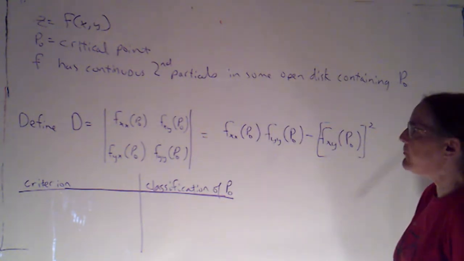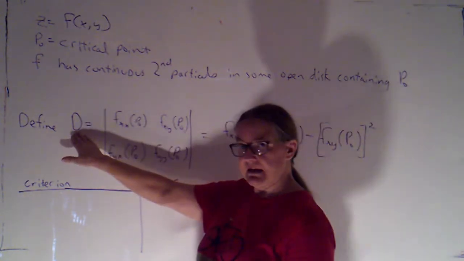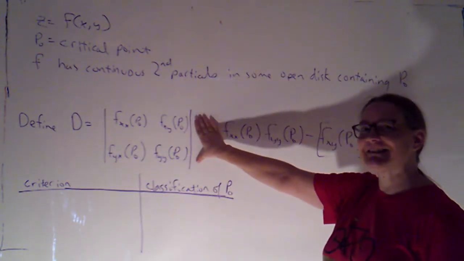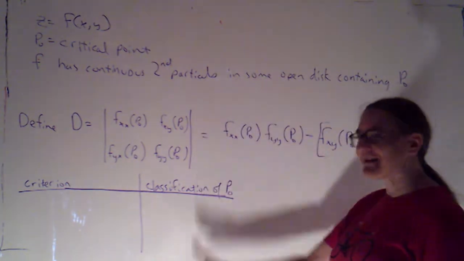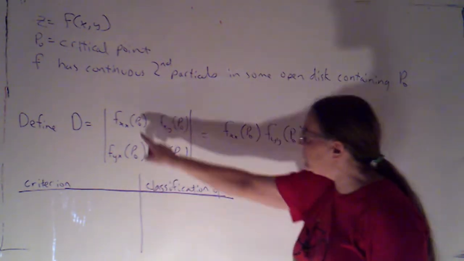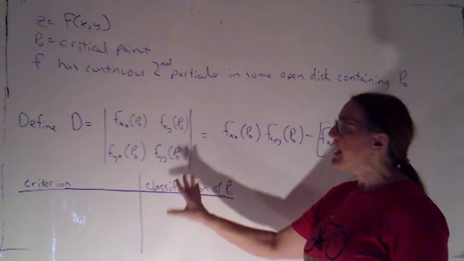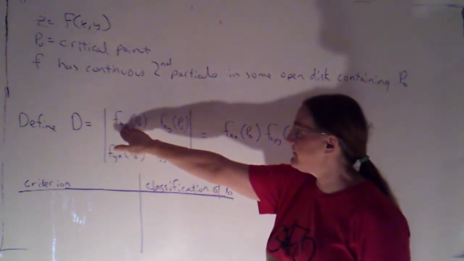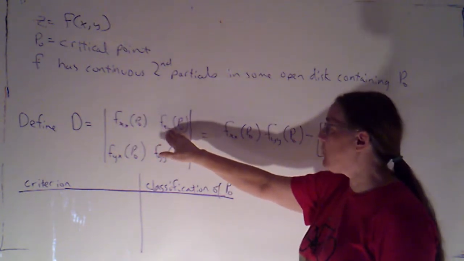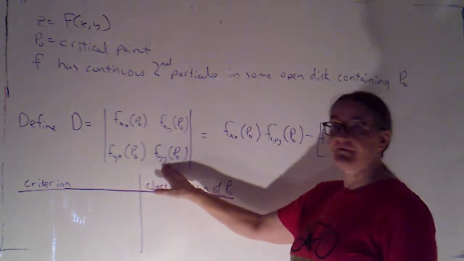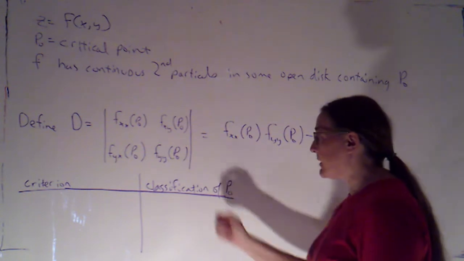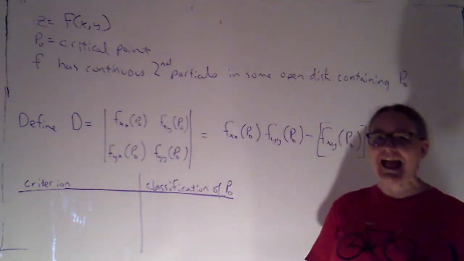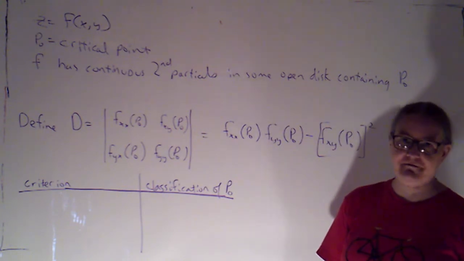Okay, so if we have that, we define D to be this determinant. It's the determinant of the second partials, all four second partials of F, evaluated at my critical point. And we put the partials in these positions. F sub xx is here, then F sub xy, F sub yx, then F sub yy. That's important because this matrix whose derivative we're taking is actually the second derivative of F.